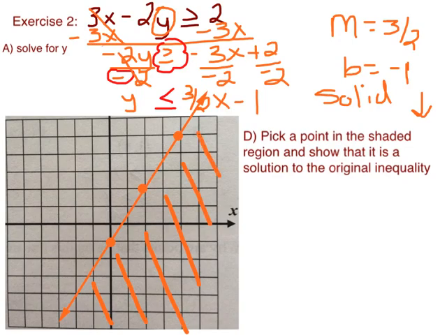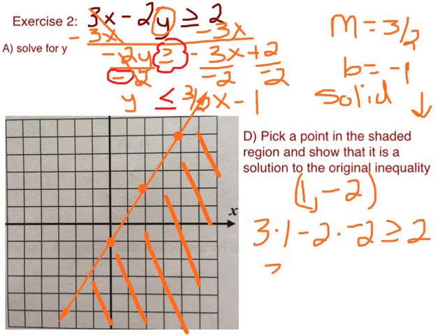Now D says, I want you to pick a point that's inside that solution set and prove it. So I'm going to pick 1, negative 3, or 1, negative 2 would be fine as well. So I'm going to put it back into my original problem. 3 times 1 minus 2 times negative 2 greater than or equal to 2. 3 times 1 is 3. Negative 2 times negative 2 is positive 4. 3 plus 4 is 7. 7 is greater than or equal to 2. So therefore it's true. The point 1, negative 2 does lie in the solution set, and we graphed it correctly.